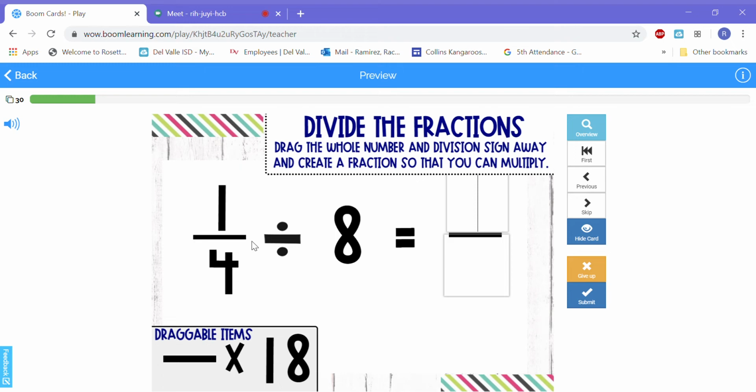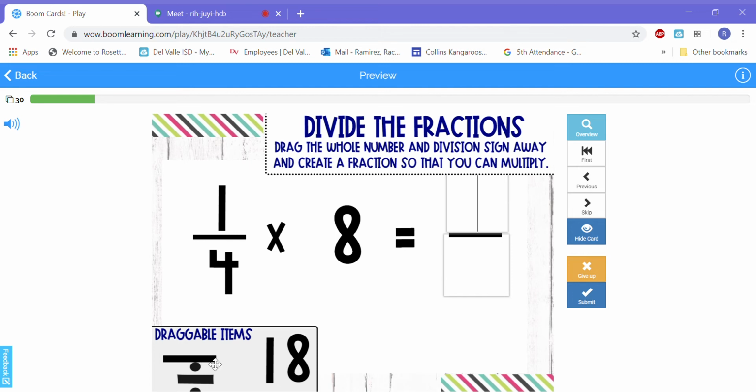Change. So what do I do there? I change the division sign to a multiplication sign. So I can actually move the division sign and move the multiplication sign in its place. So now I've changed it to a multiplication. Then flip. Well, there's nothing for me to flip. It's a whole number. Okay, well, let's think about it. What do we need to do to change the 8 to a fraction so that we can flip it? If you said to put a 1 in the denominator, you are right.